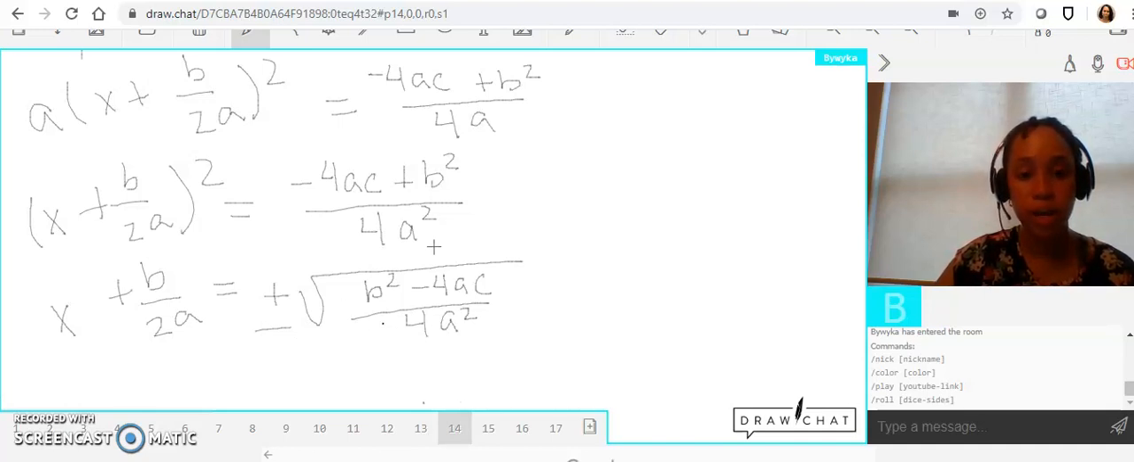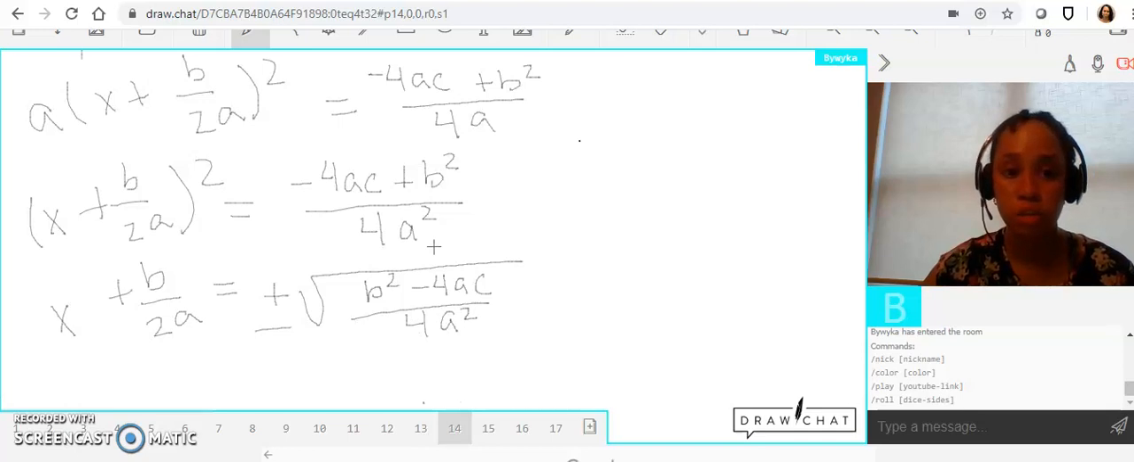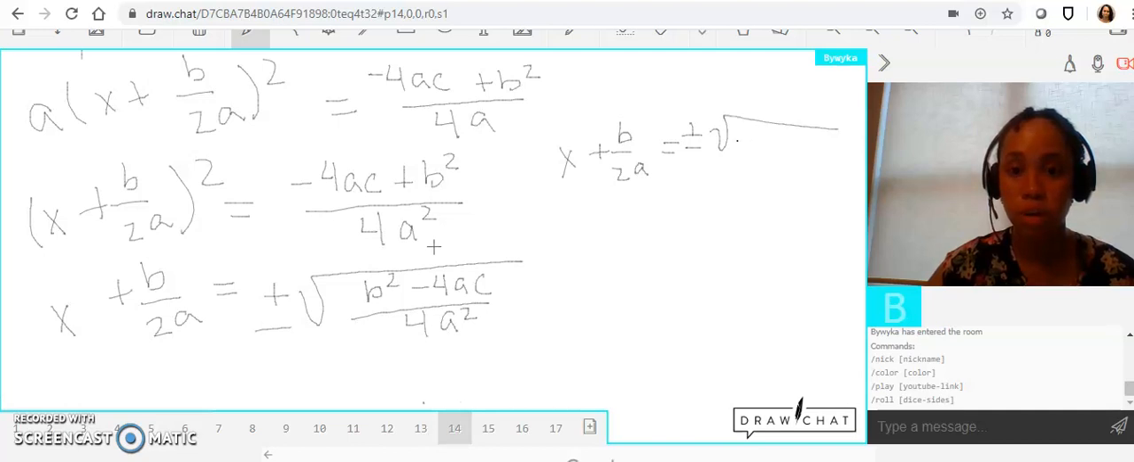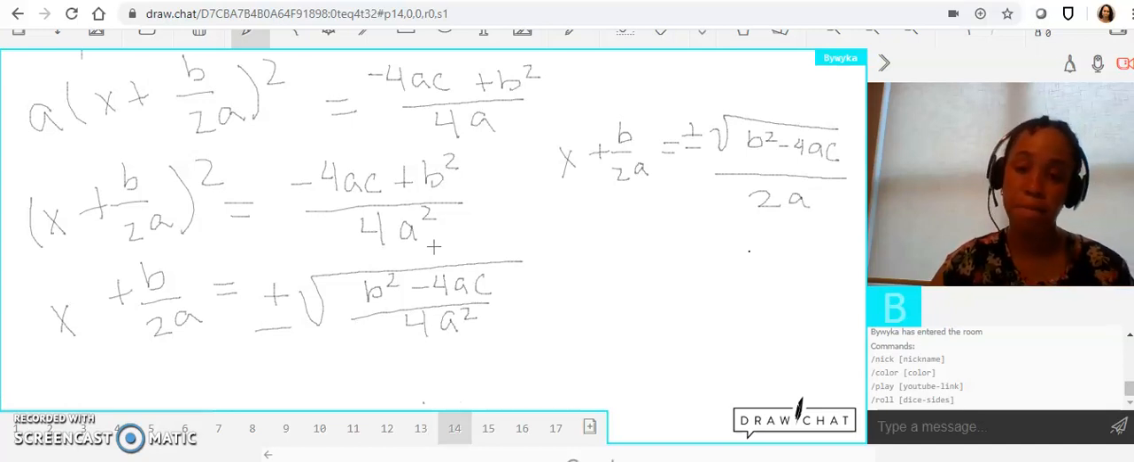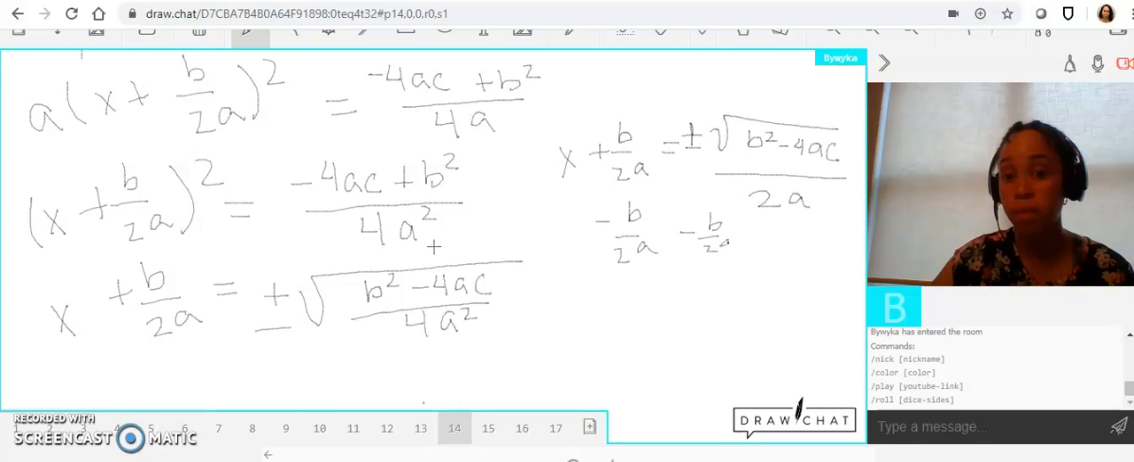Also, I see here that I can take the square root of this 4a squared. So let's do that. I have x plus b over 2a is equal to plus or minus the square root of b squared minus 4ac. And then I've taken the square root of that 4a squared, and that gives me 2a. Okay? And this is a plus or minus. So now x is almost alone. All I have to do is subtract this b over 2a. That's the only thing I have left to do.